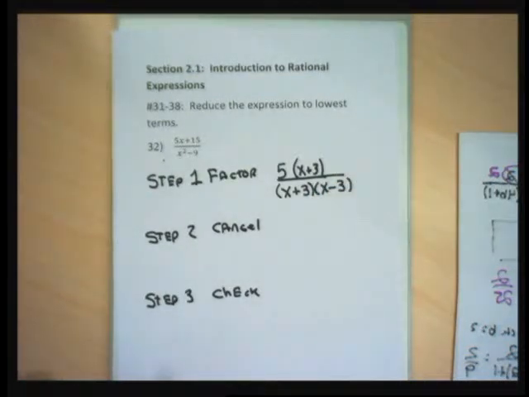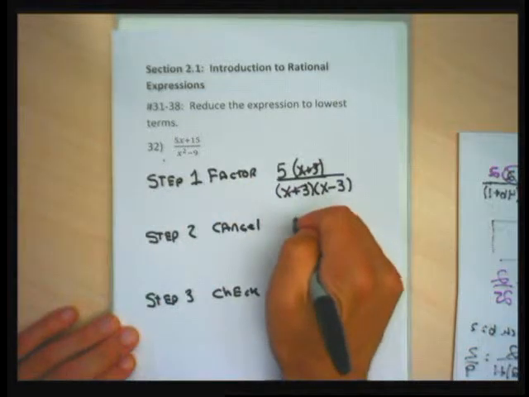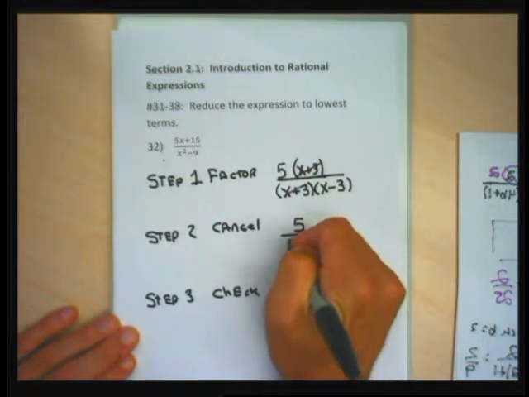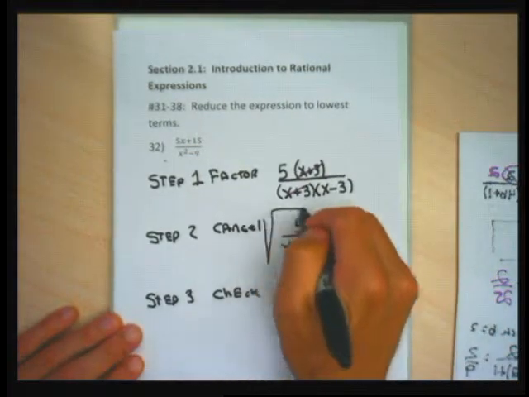So I've done my factoring. In these problems between 31 and 38, if you factor properly, something will cancel. If you factor wrong, nothing will cancel. So I think this is my answer.